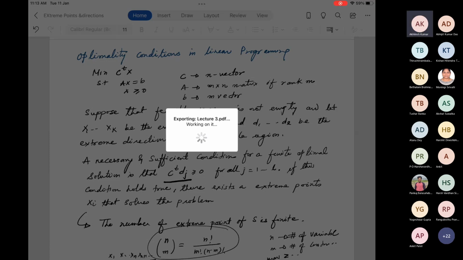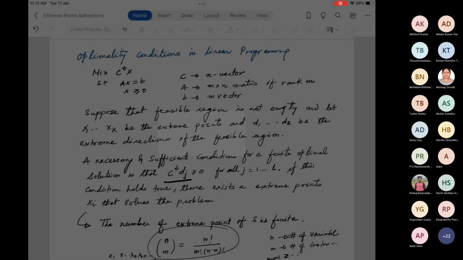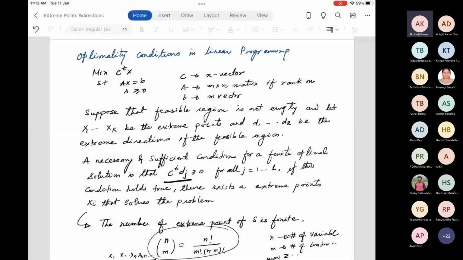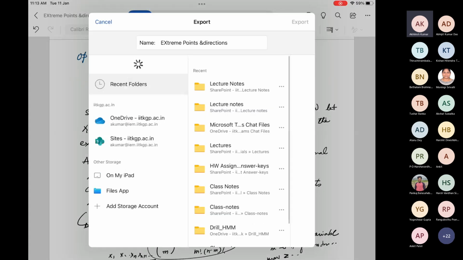This is taking so much time. Okay, in the meanwhile, the file cannot be exported, this is what I face most of the time when I'm trying to upload.